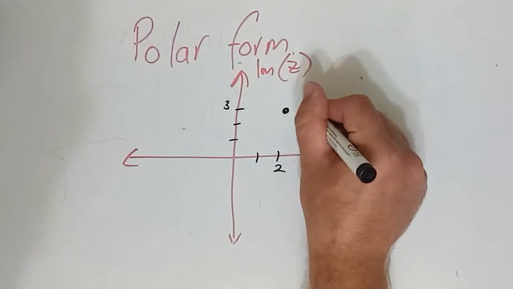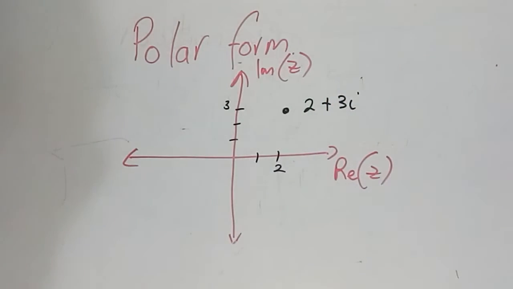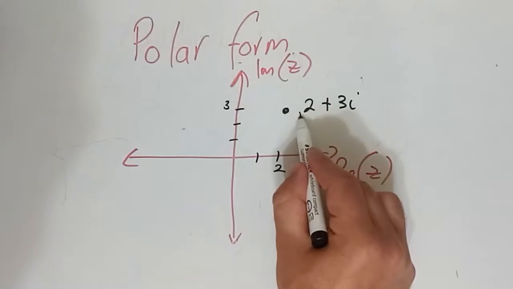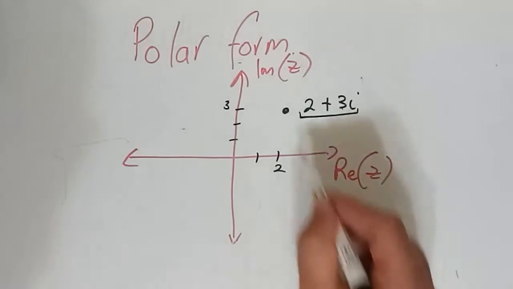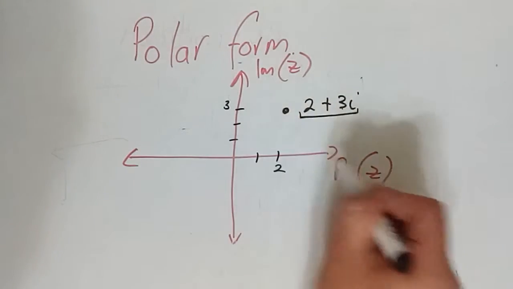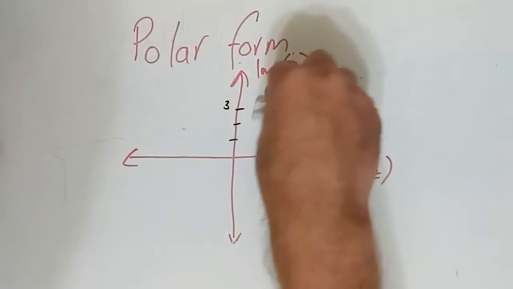In rectangular form, we've got 2 plus 3i, that number there. So this is rectangular form here, where you go how much along the reals, how much along the imaginaries. It's like a game of battleships. How far left or right, how far up and down. Okay, but this is not the only way to define a complex number.